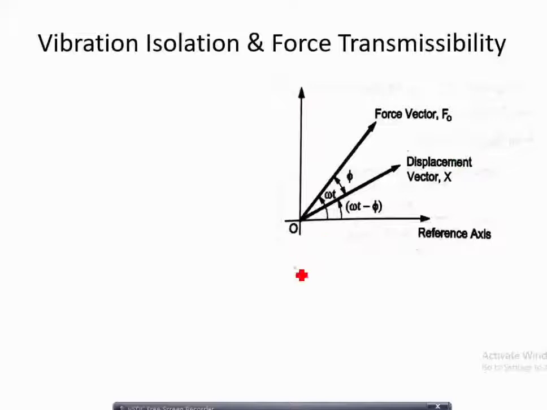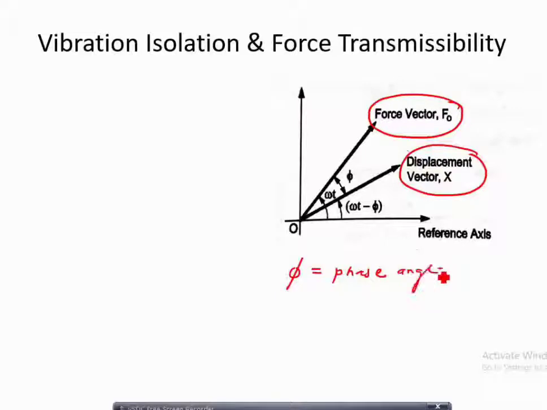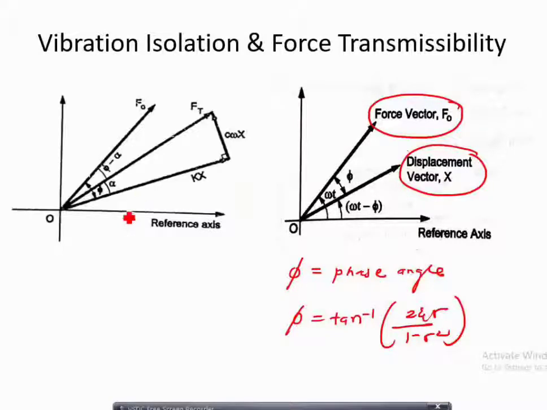So first of all, let us understand what is phase angle. The phase angle which we have derived is nothing but the angle by which displacement vector x lags the force vector F0. Phase angle phi is tan inverse of 2 zeta r upon 1 minus r square. Similarly, alpha is equal to tan inverse of 2 zeta r. What is alpha? Alpha is the angle by which displacement vector lags the force transmitted vector Ft.